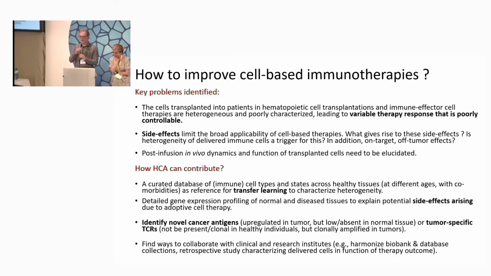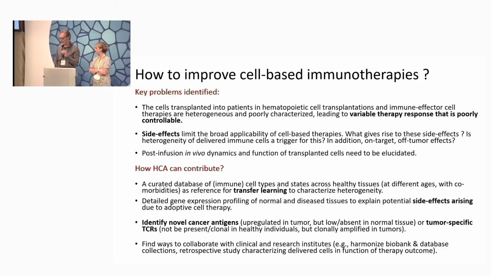Okay, thank you, Antonia. So how can the Human Cell Atlas contribute to this? Well, this is briefly summarized in the next 4 points. So first thing is that we think that a curated database of immune cell types and states across healthy tissue at different ages and with different comorbidities could actually act as a reference for transfer learning and to characterize the heterogeneity of the cells that we bring to the patients.